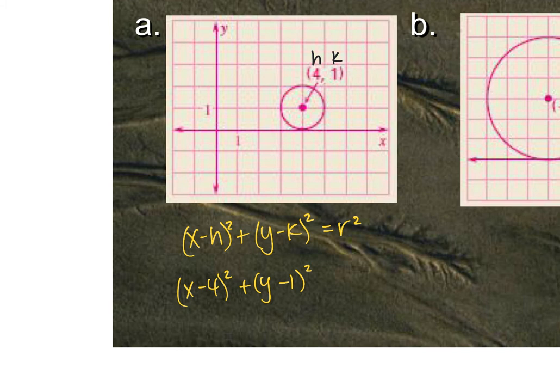What's r? Yeah, it's 1, our radius is 1. Do you guys see that? You're 1 unit away from your center to the edge of the circle. So it's going to be 1 squared. And what's 1 squared, guys? It's just 1, so you can leave it as 1. So this is our final answer. Not too bad, right? Are there any questions on that first one?